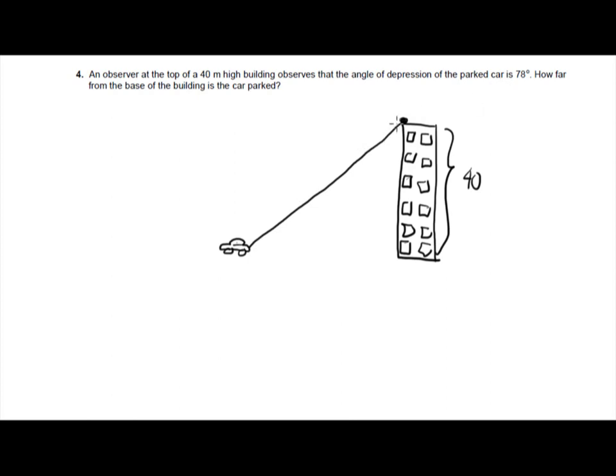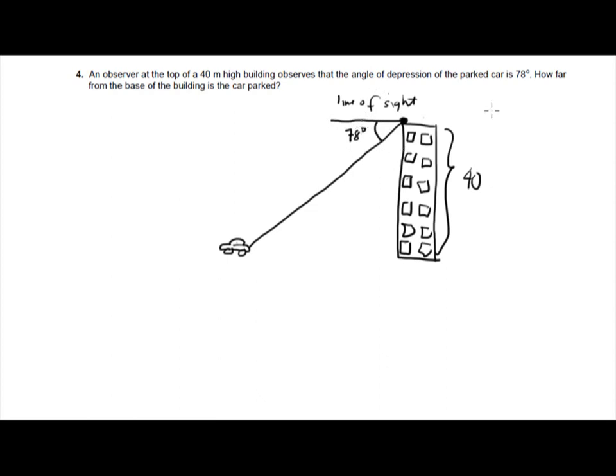Now, be careful when you identify where the angle of depression is. Keep in mind that the angle of depression is measured from the horizontal line, the default line of sight of the observer. So the default line of sight of the observer is the horizontal line. So this is the line of sight. If there's an angle of depression from the line of sight, you measure that angle from the horizontal line. So this is the 78 degrees.